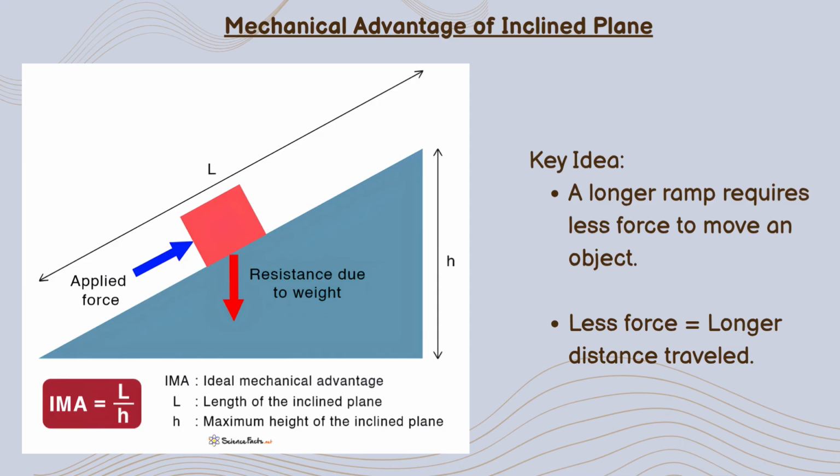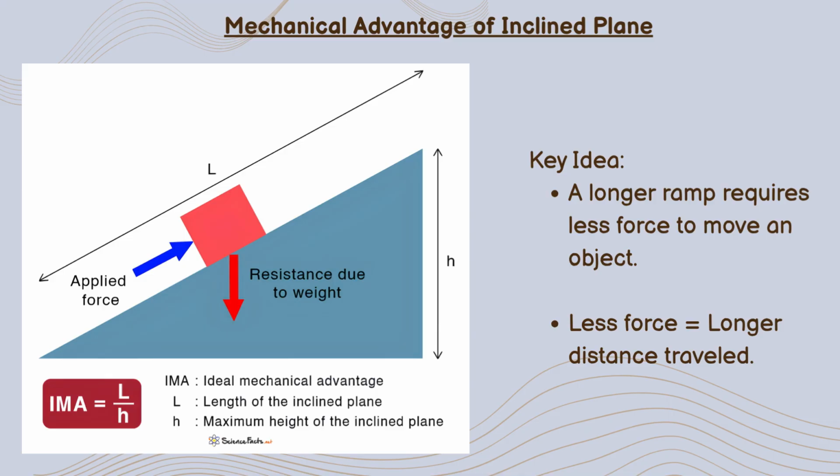Now, the mechanical advantage of an inclined plane, it reduces the effort needed to lift an object. It depends on the length and height of the ramp. So for the formula, we have the IMA, or the ideal mechanical advantage, is equivalent to the length of ramp divided by height of ramp.